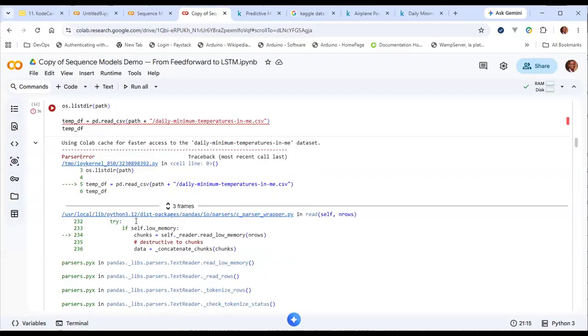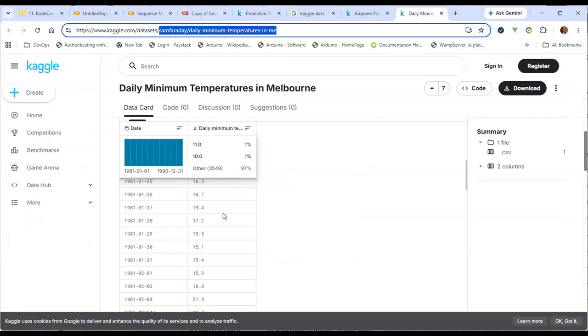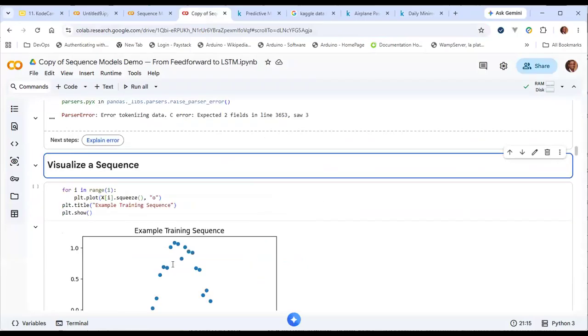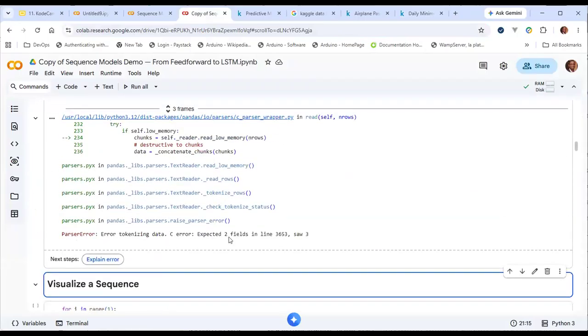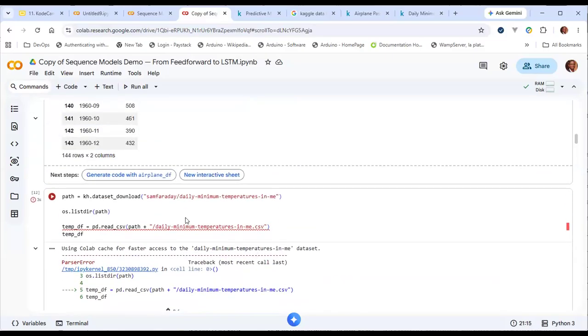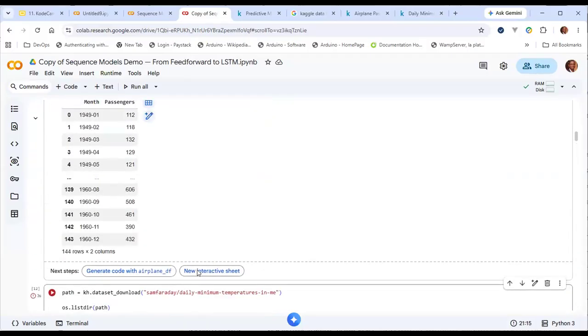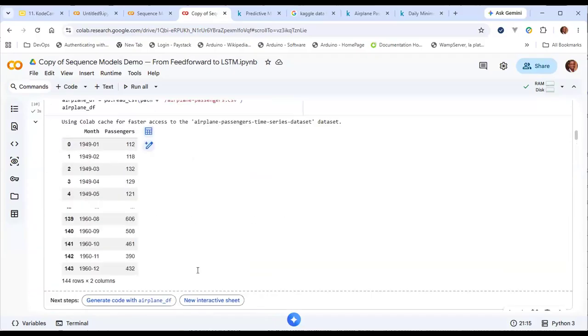Okay, looks like this one is slightly different. Now I wonder why. It says error: expected two fields in line 3653 and saw 3. That's interesting. Well, I think we just skip it. We can address it later. So let's go with the airline data.